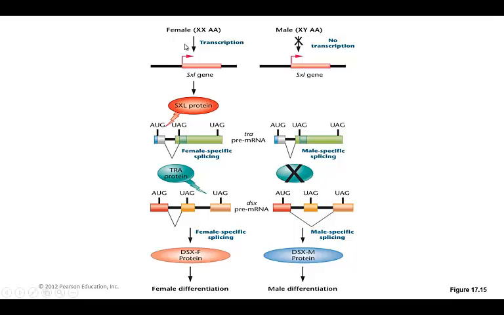So in this particular case, there's a gene for SXL. This is going to regulate splicing in this particular product. In this case, this protein is going to have female-specific splicing, and you're going to make a particular product that is specific for females. In males, because they don't have this SXL gene, or at least don't do the transcription of this particular gene, you're going to have male-specific splicing, and you're going to get a different product, in this case, DSXM protein, instead of the DSXF protein. And this is going to be important for male differentiation.